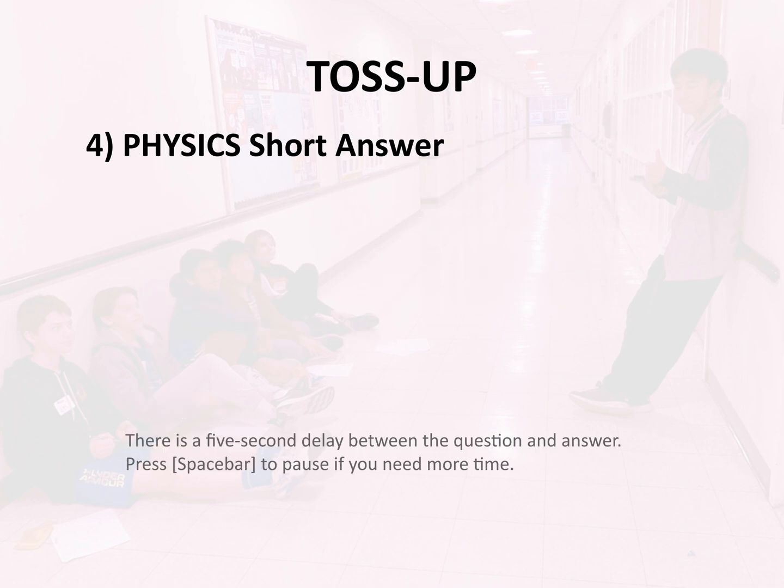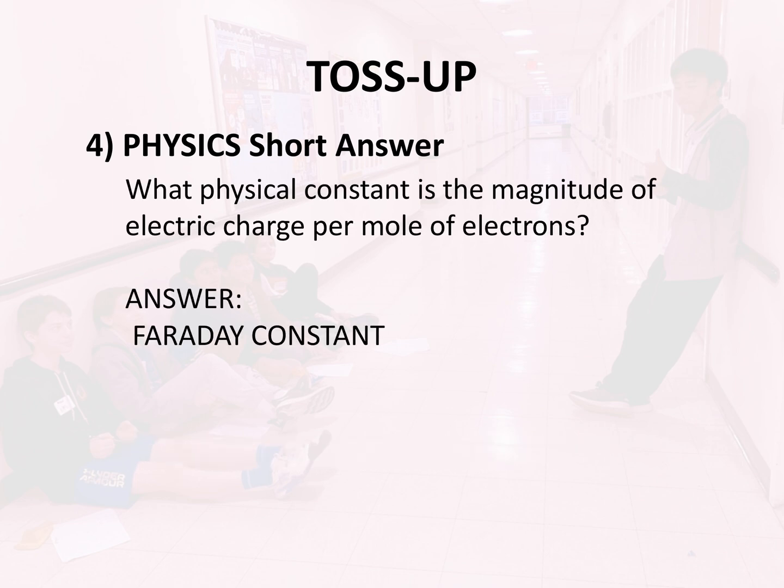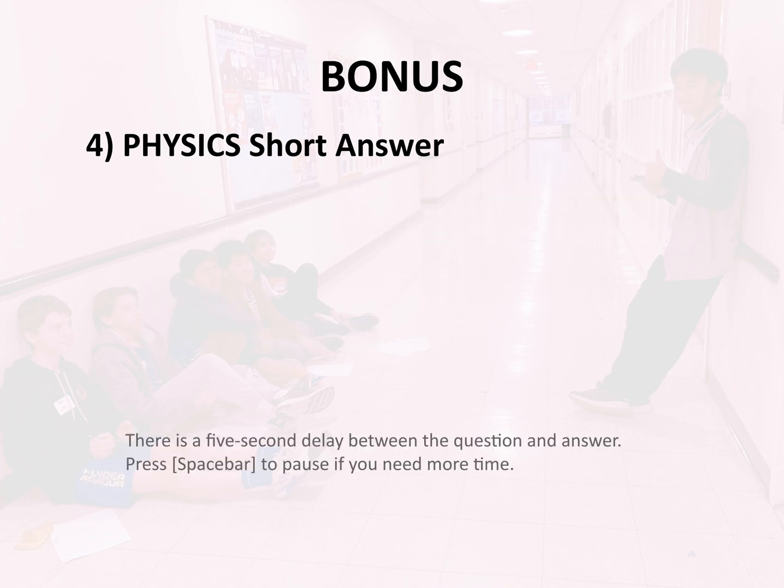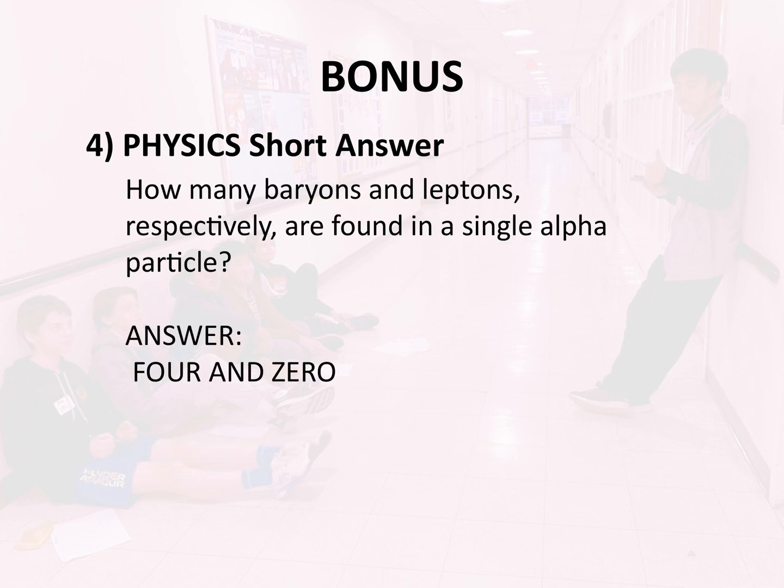Toss-up 4. Physics. Short answer. What physical constant is the magnitude of electric charge per mole of electrons? Answer. Faraday constant. Bonus 4. Physics. Short answer. How many baryons and leptons, respectively, are found in a single alpha particle? Answer. 4 and 0.